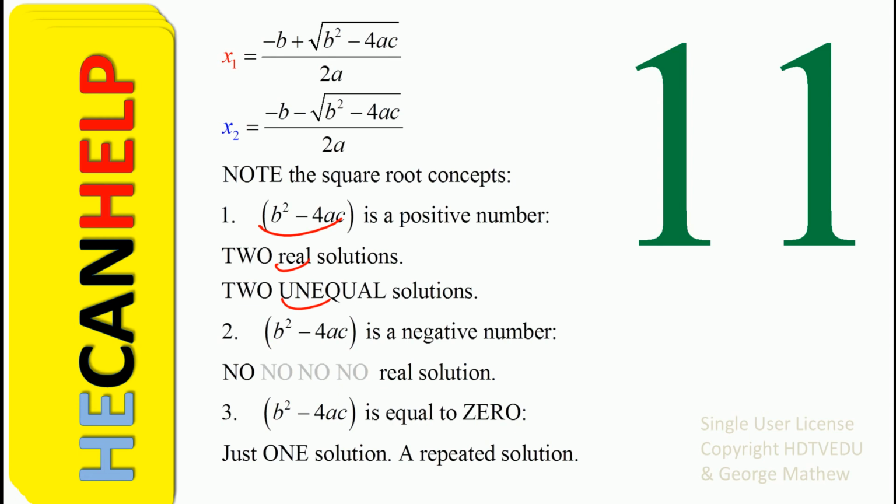How about b squared minus 4ac is a negative number? We get no solutions because square root of a negative number does not exist. It is not a real number. And number 3, b squared minus 4ac is equal to 0. We have just one solution, repeated solution.